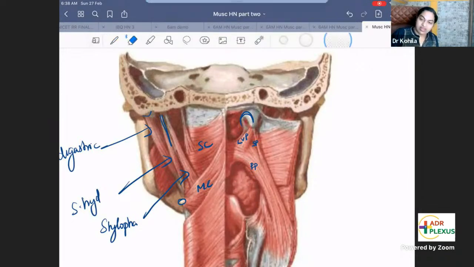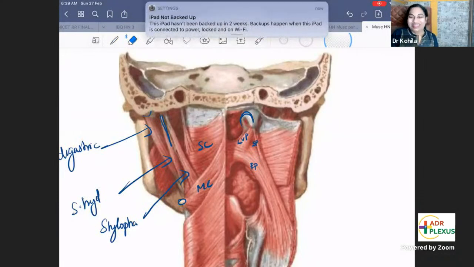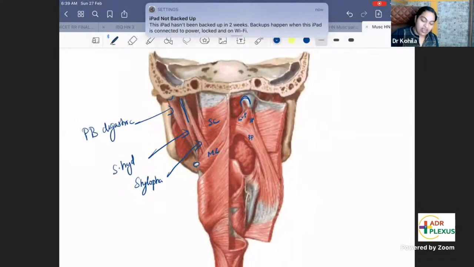Aha. Orient to the picture, but nice, Dr. Swati, yes, for making an attempt.